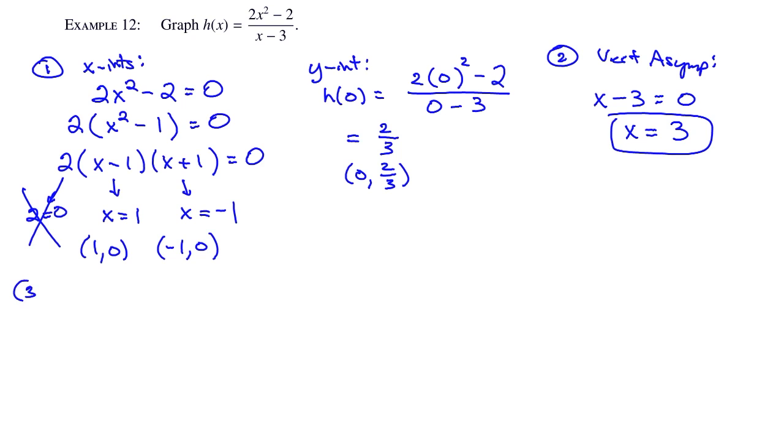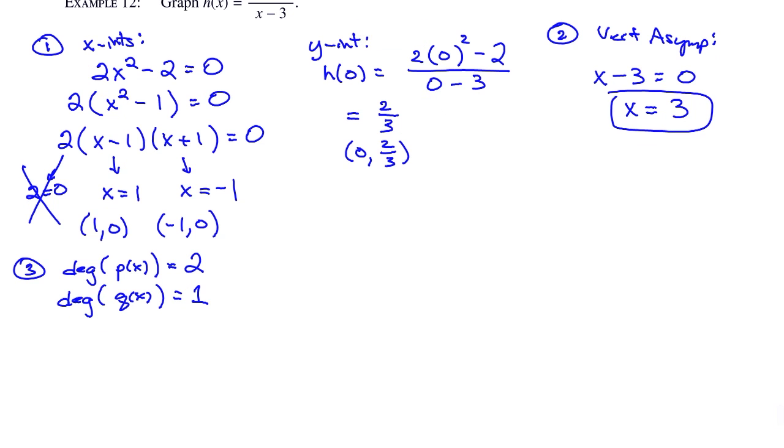Step 3. We need to find the end behavior. The degree of the numerator is 2. The degree of the denominator is 1. Because the degree of the numerator is 1 larger than the degree of the denominator, that's going to result in a slant asymptote. To find the slant asymptote, we're going to use synthetic division.